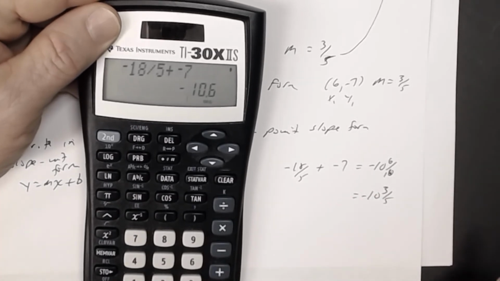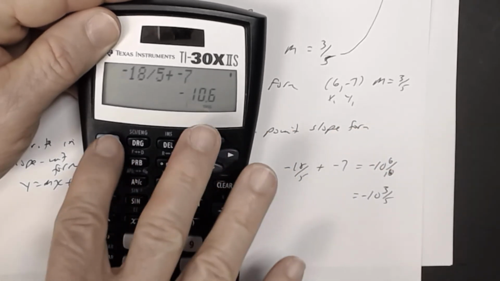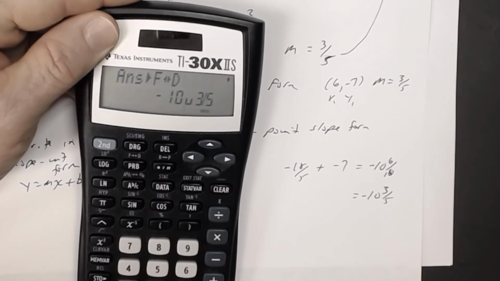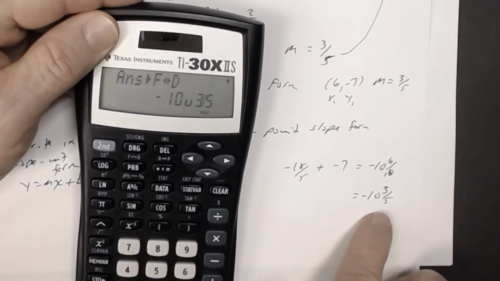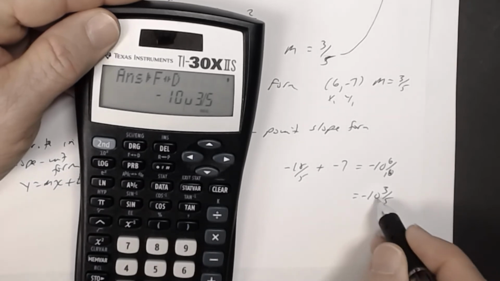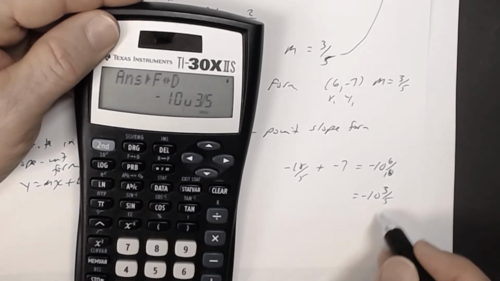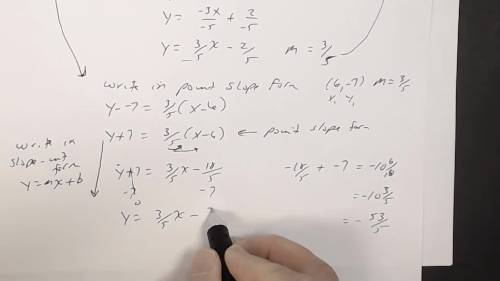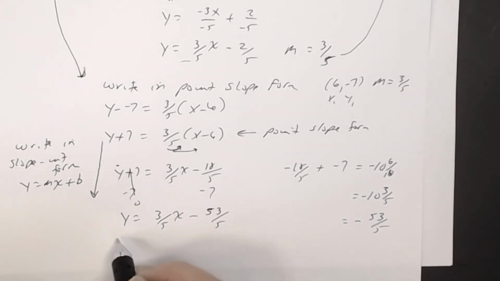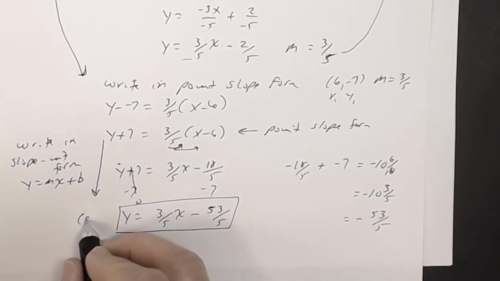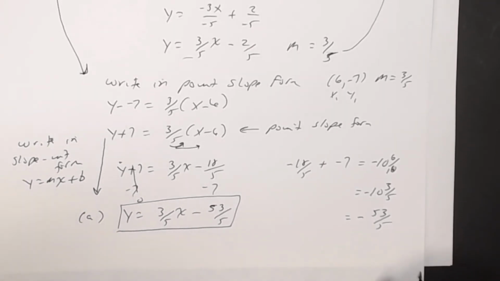Okay. Now, if you didn't know that, use your calculator. So second, fraction decimal equals -10 and 3/5. But you want to convert this back to an improper fraction. So 10 times 5 is 50. 50 plus 3 is 53. So this becomes -53/5. So that's what this becomes, minus 53/5. So that is the answer to part A.